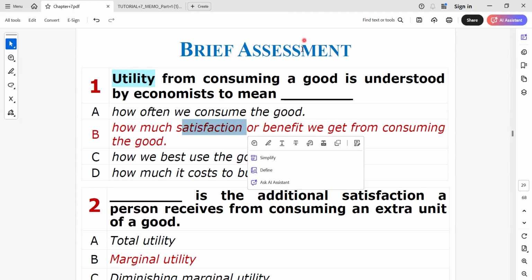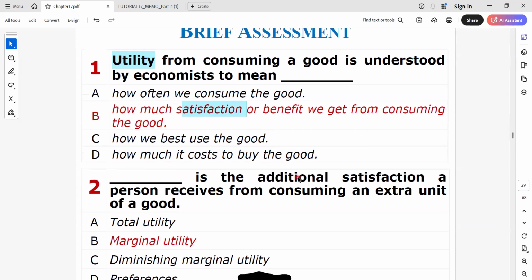So yeah, I take it. You look for the keywords, but also read to see what the question is saying. And then here, number 2 is the additional. We already know the answer, guys. Okay, let me continue. Is the additional satisfaction a person receives from consuming an extra unit. So they gave us all the keywords here: additional satisfaction and extra units. So this one is marginal utility, because marginal utility is the extra or additional satisfaction that you get from consuming an additional good.